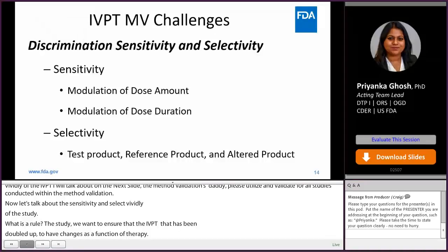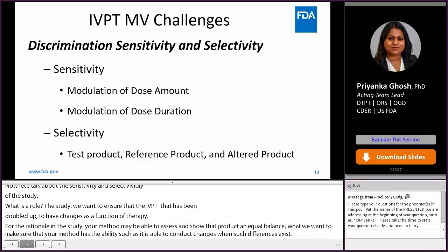Now, you can assess the sensitivity either by modulating the dose, such as the example that I showed you before, with different thickness of the dose, especially for products which undergo rapid metamorphosis, such as gels and creams. For something like ointments, you may have to modulate the dose duration in order to establish the discriminatory ability of your IVPT method. Now, the sensitivity study is often conducted at the end of the method development phase.